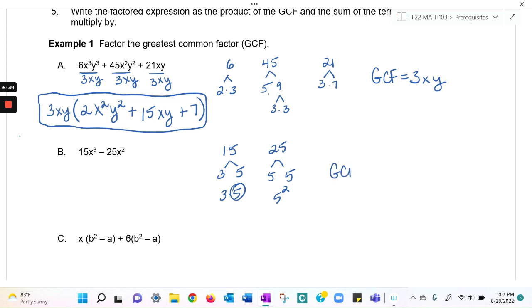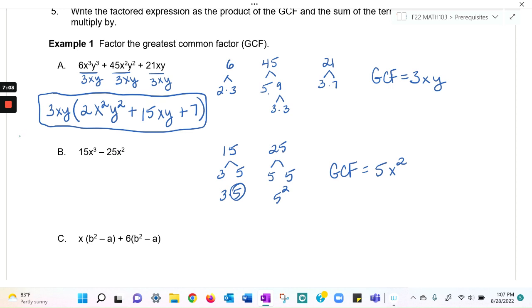So our GCF is going to start with 5, coefficient of 5. And then looking at our x's, it looks like the lesser exponent is x squared. So that's what's common. Even though the name is greatest common factor, we're looking for first what's common. So we're going to factor 5x squared out of these two terms.